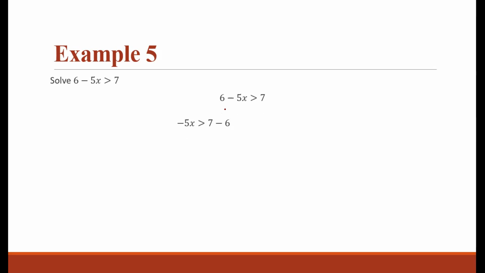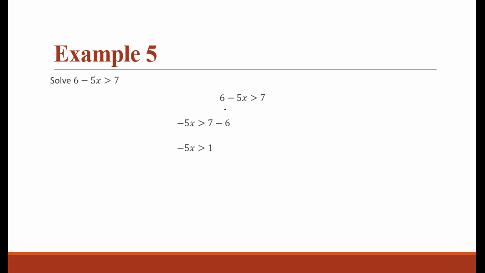So 7 minus 6, what will be the answer there? 7 minus 6. Is someone following? 1. Correct. We get 1. So we are going to have negative 5x greater than 1.